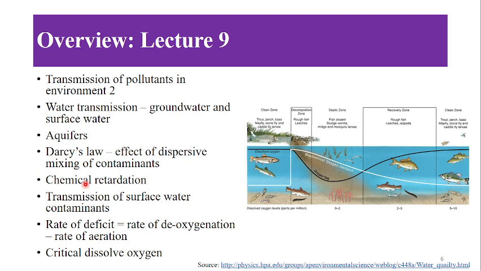Next was chemical retardation. Because of these aquifers, the contaminants can be absorbed into them, and this can lead to the retardation of these chemical contaminants, and that is basically the chemical retardation factor. If there is more absorption into the porous solids, the retardation factor increases. Next was transmission of surface water contaminants. There is a relation between the rate of deficit, which is equal to the rate of deoxygenation and rate of aeration.